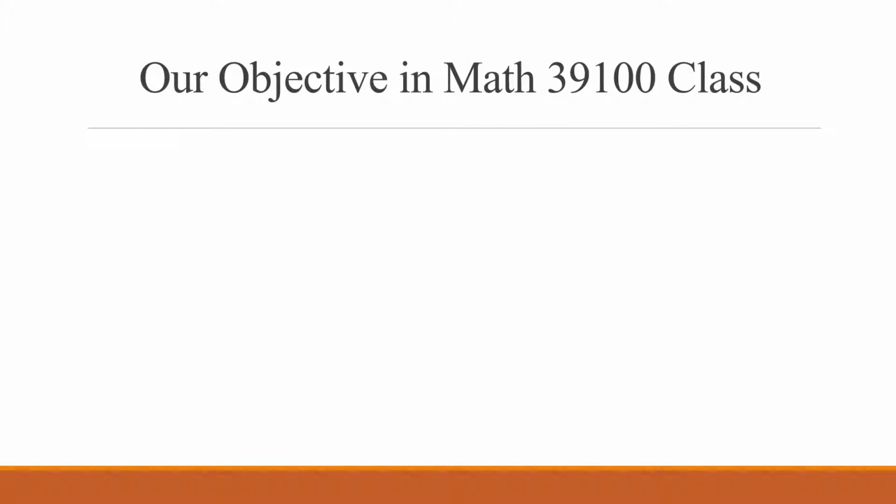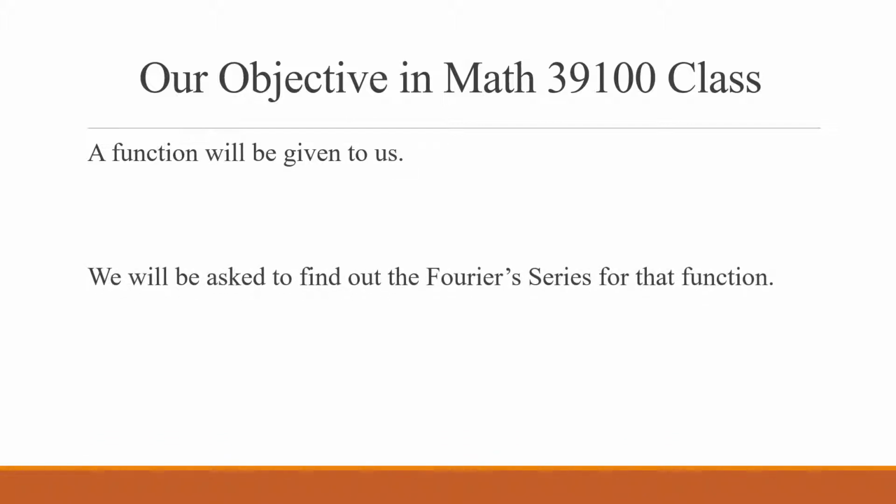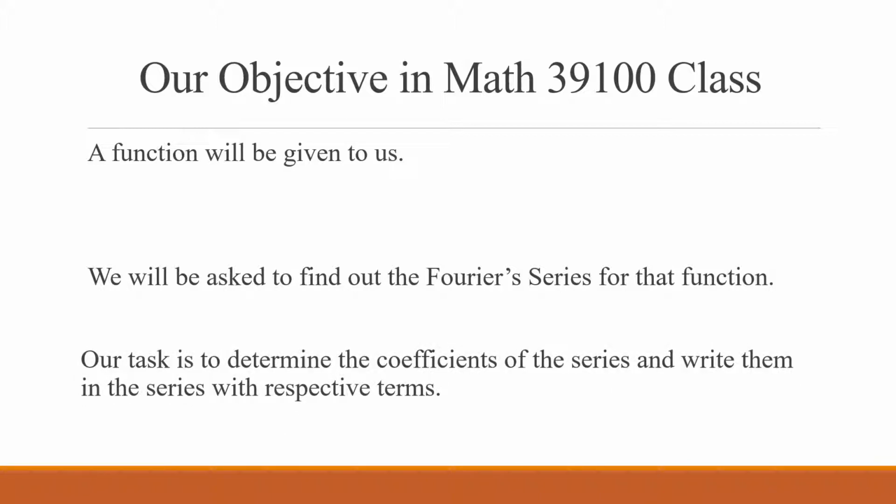But before we do that, we need to have a look at our objective in the Math 391 class. In the 391 course, for the Fourier series chapter, we will normally be given a well-defined function, and based on that function, we will be asked to find the Fourier series for that function. That will be the assignment given to us. So our task is to determine the coefficients of the series and write them in the series with their respective terms, which means that our main job is to get the values of the coefficients for the series. If we know the coefficients of the series, we can just replace those coefficients with their respective terms and write simply the expansion formula of the series, and that will give us the series for that particular function.